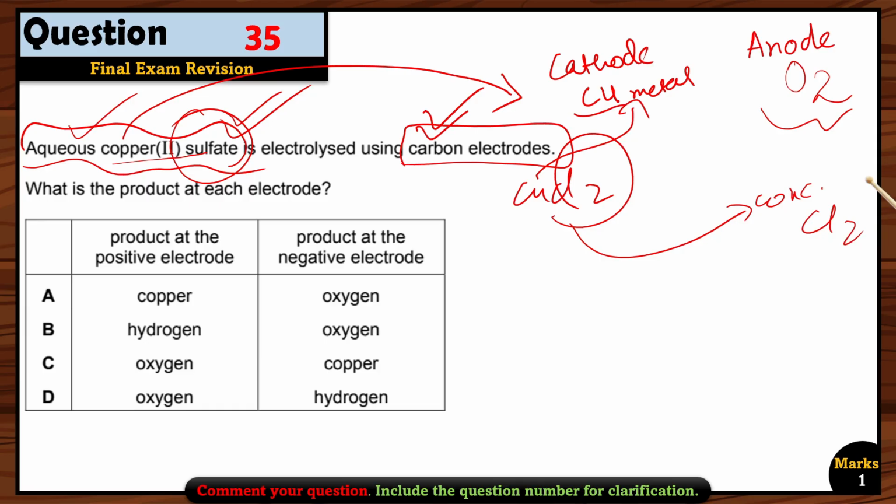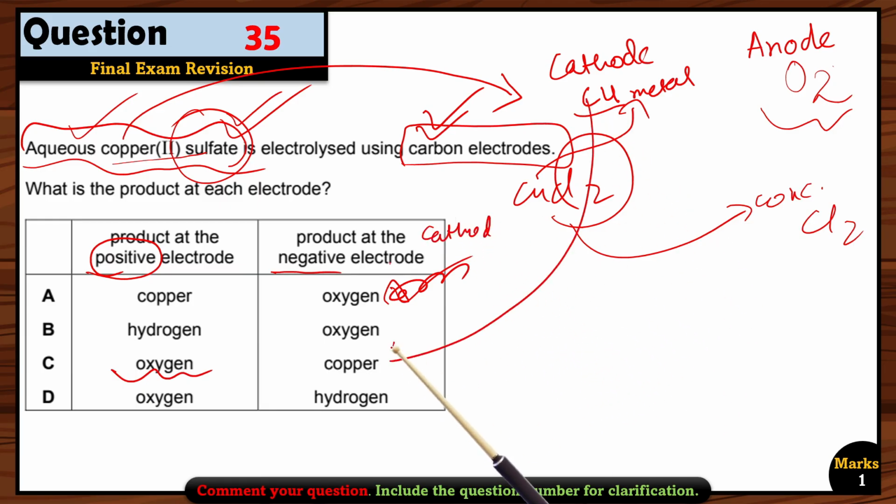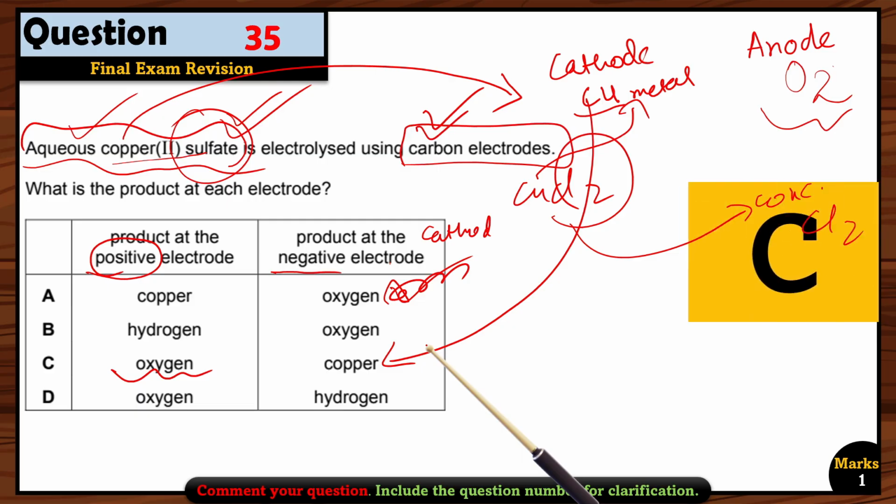So which option is right over here? You are going to get copper metal and oxygen. Option A is the negative electrode, so not option A. At the positive electrode, we are going to get oxygen. Yes, option C. And the negative electrode is the cathode, so we are going to get copper metal. So option C is the right option over here.